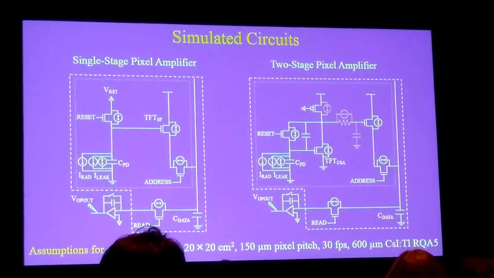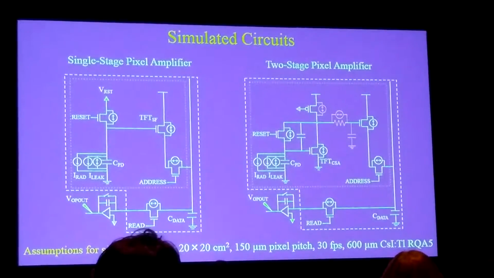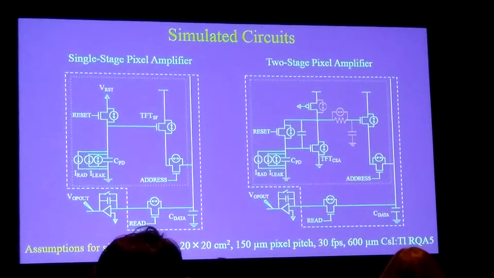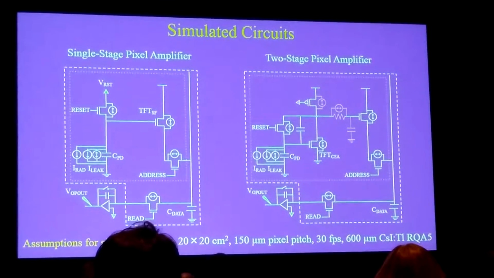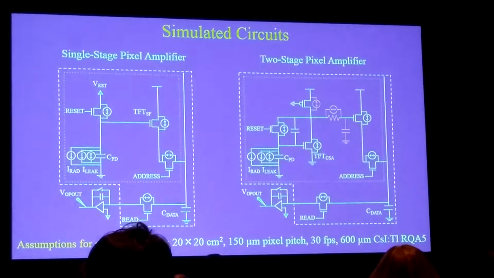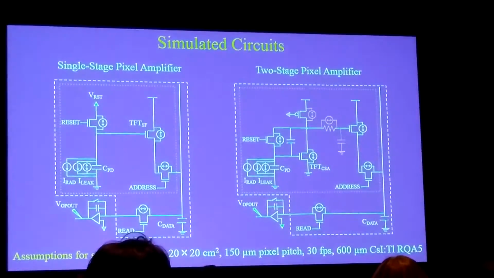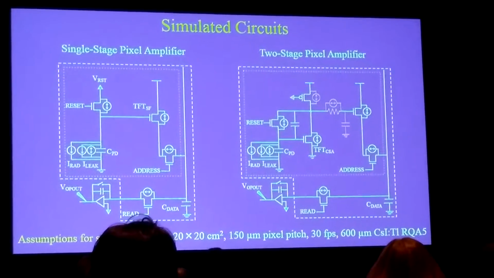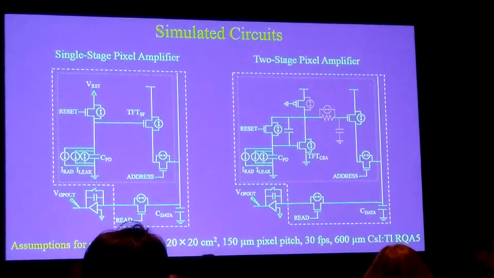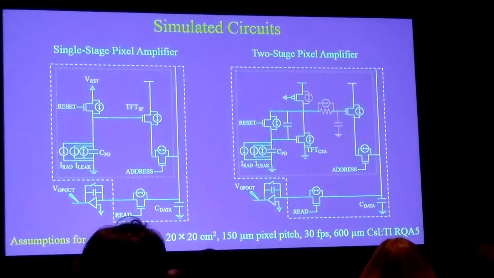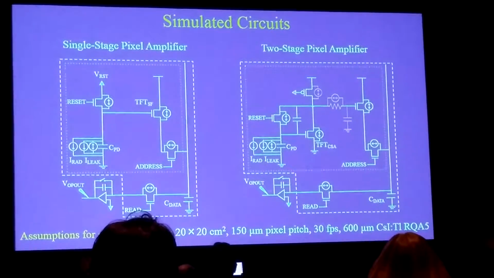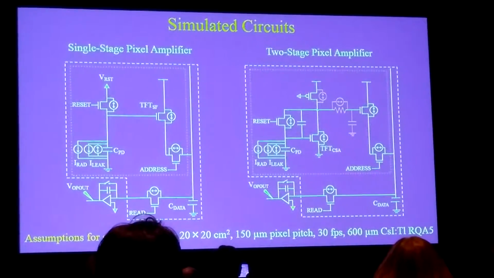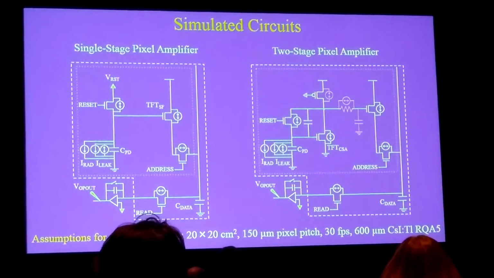So we use analog circuit simulations in the time domain, using empirically derived parameters of signal and flicker noise obtained from many individual polysilicon test transistors. In addition, we also model thermal and shot noise based on established noise models. These circuit simulations assumed a 20 by 20 centimeter array with 115 micron pixels, operated under fluoroscopic conditions at 30 frames per second, and the input signal used corresponds to that generated by a 600 micron CsI scintillator under RQA5 spectrum.